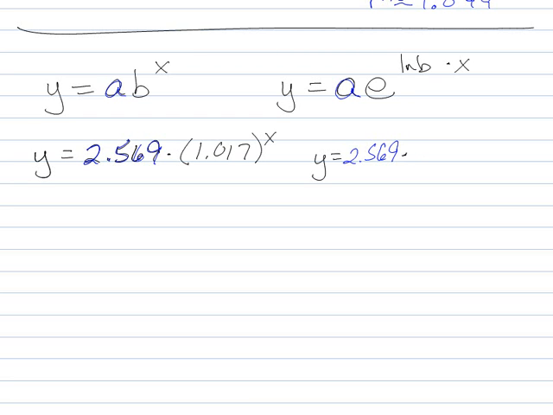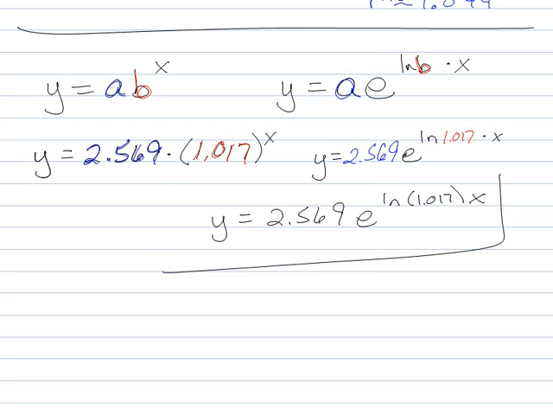Then times e to the ln. The b is the thing I take the natural log of, so that's my b, and then just times x. And really, a lot of times that's just what it's asking you to do, is just to rewrite it in this form. It's actually kind of cool. Yay!